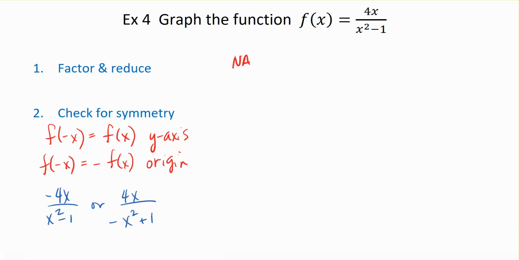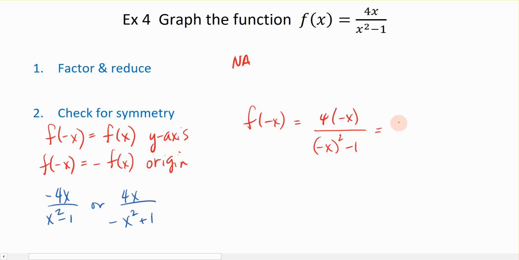So let's go ahead and substitute in negative x and see what happens. That's 4 times negative x divided by negative x squared minus 1, giving me negative 4x divided by x squared minus 1. That is this first case scenario, so that tells me that I have symmetry around the origin of this function.